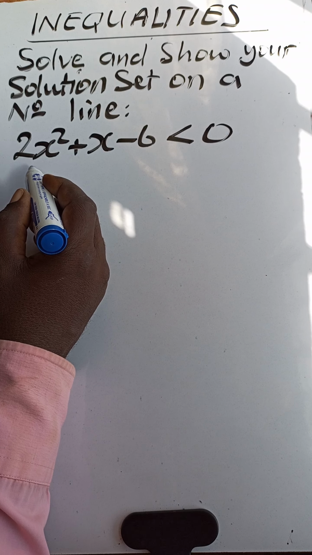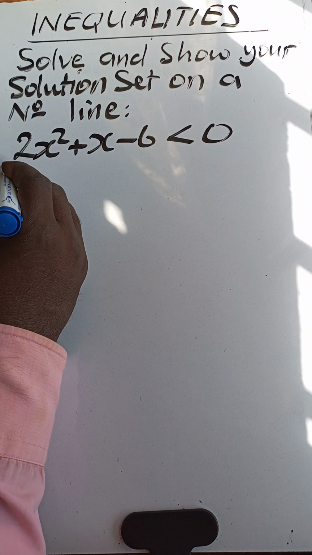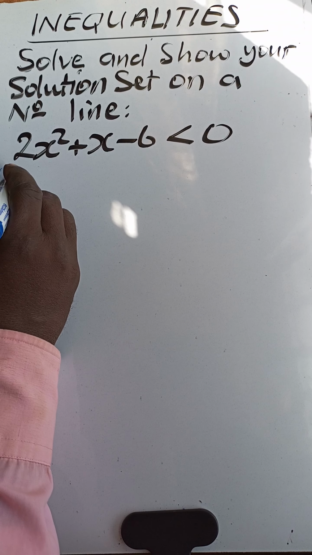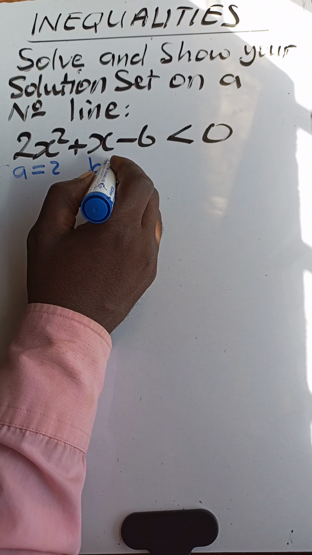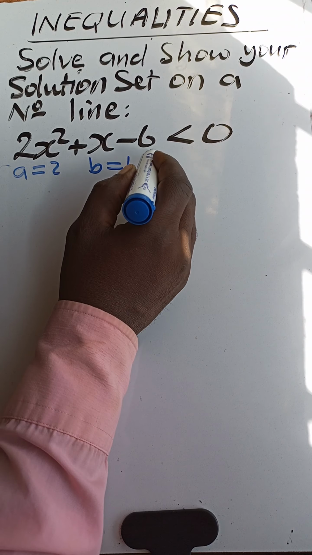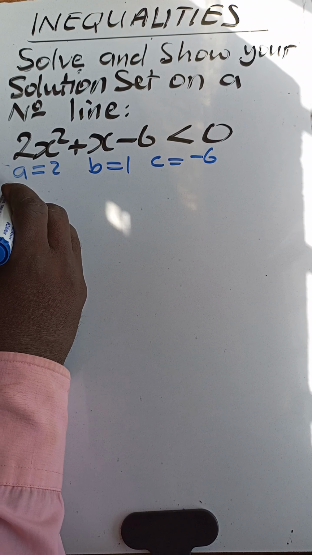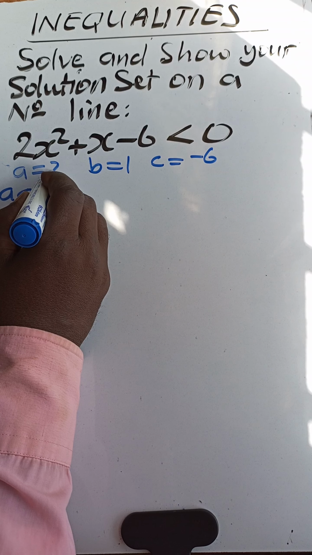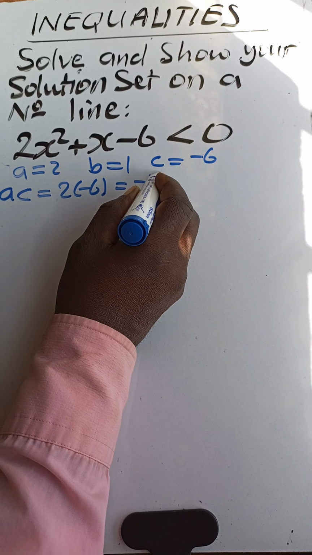Now I want to use the factorization method. This is a quadratic, so we're going to obtain two factors. Now we know our a. Our a is the coefficient of the leading term, b is the coefficient of the x term, and c is the constant. Now we look for factors of ac. ac is 2 multiplied by negative 6. That gives us negative 12.